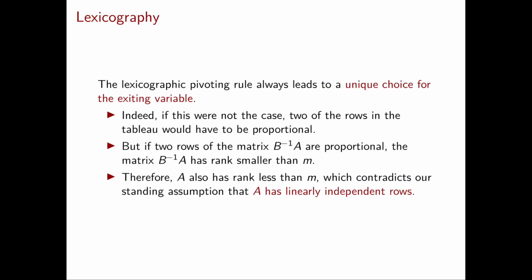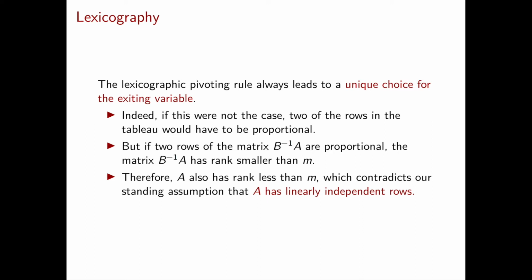Now, in order for this lexicographic pivoting rule to be actually a pivoting rule, it should always uniquely identify the exiting variable. And if you think about the rule, this is not obvious. In fact, it can happen that by dividing these rows that define theta star, among which there is a tie, you obtain identical rows. And in this case, the lexicographic pivoting rule doesn't tell you which one to choose. The great thing is that this can never happen, which implies that the lexicographic pivoting rule always leads to a unique choice for the exiting variable. Why is that the case?